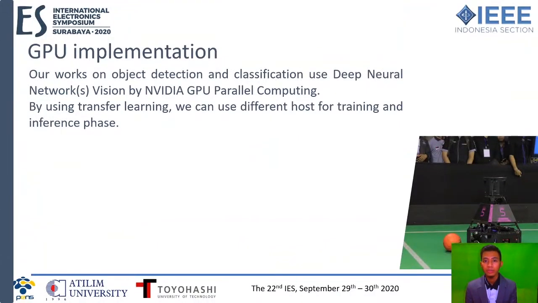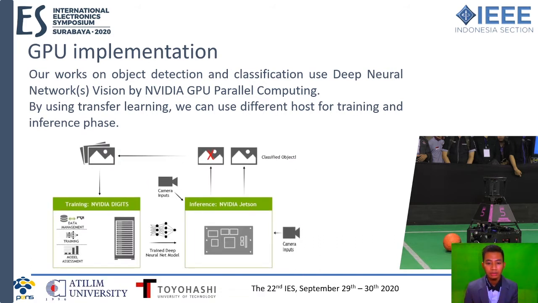This is the GPU implementation. Our work on object detection and classification uses deep neural networks by NVIDIA GPU parallel computing. By using transfer learning, we can use different hosts for the training and inference phases.